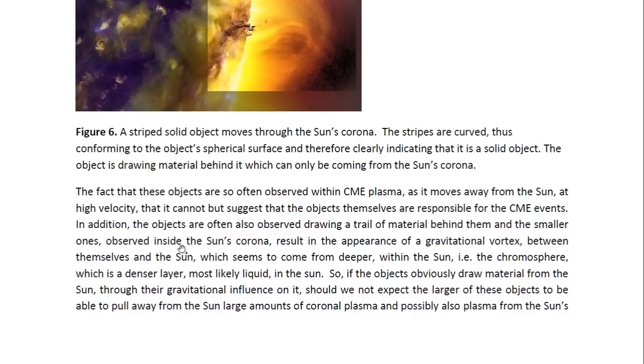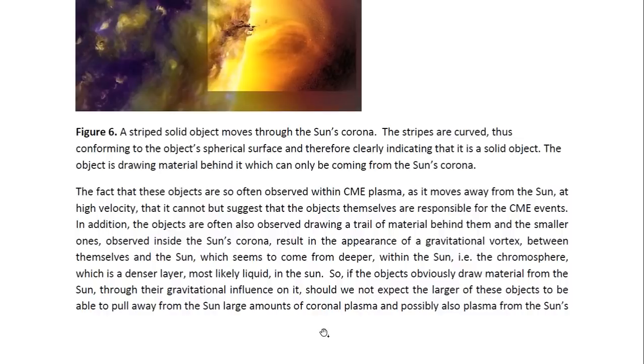That is, the ones that are observed within the sun's corona. And this vortex is a connection between these objects and the sun, and through these gravitational vortices they are able to draw material from the sun, and this material seems to actually come from the chromosphere, which is a denser layer, most likely a liquid layer in the sun.